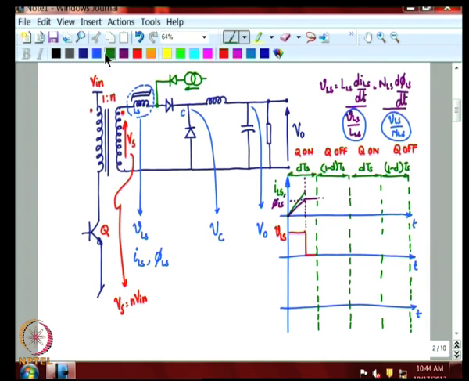And if you look at the voltage Vc across this diode, we see when the diode was freewheeling up to this point, let us say it is an ideal diode, the voltage Vc was 0, and then once the inductor saturates, the entire secondary voltage NV in appears at this point.